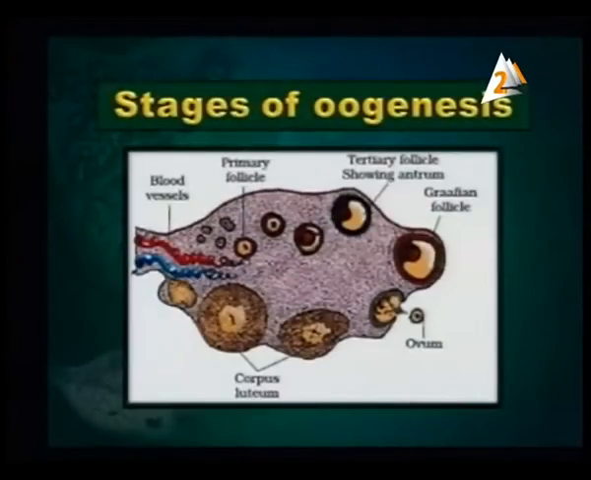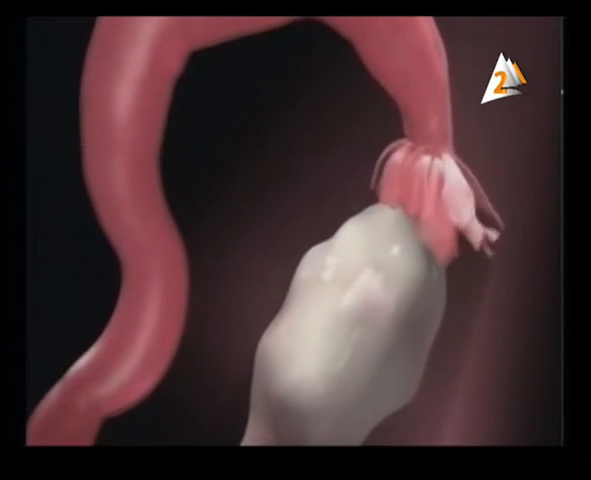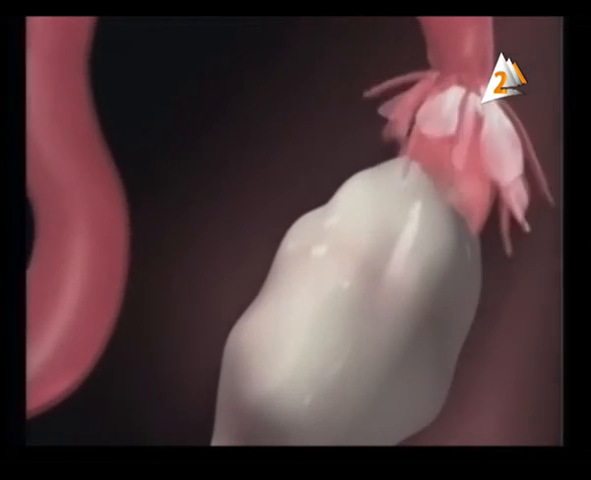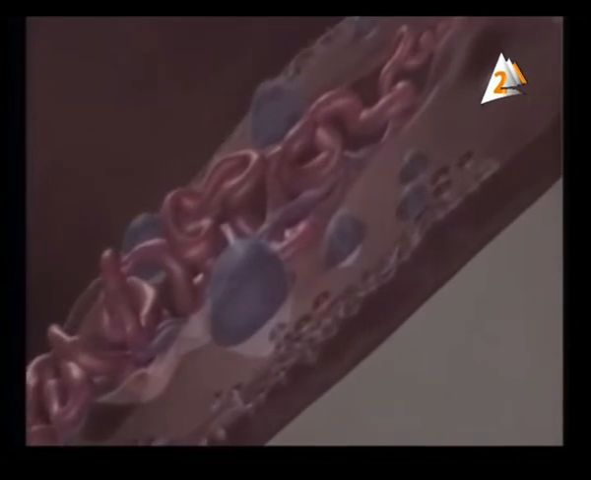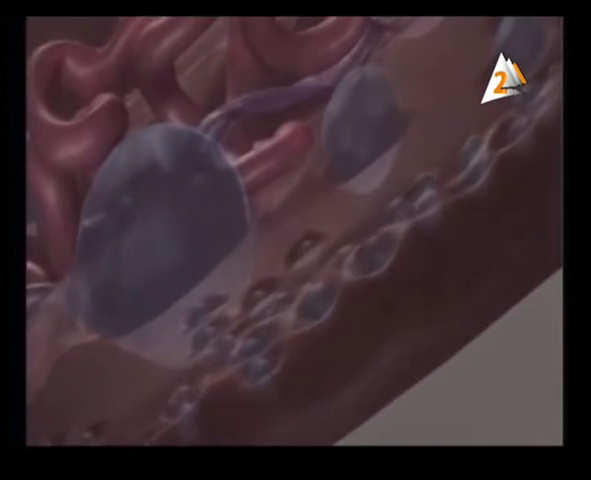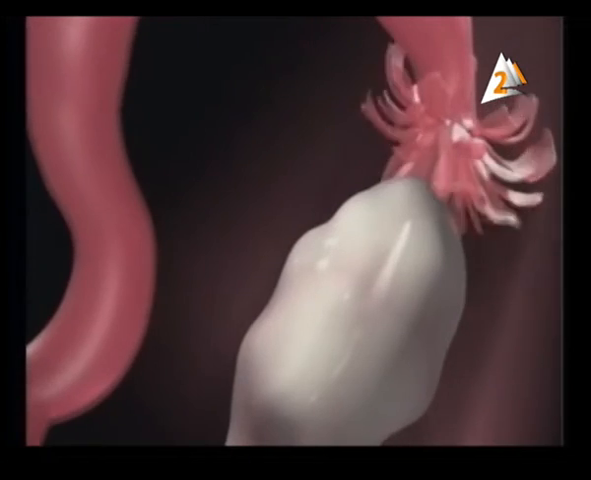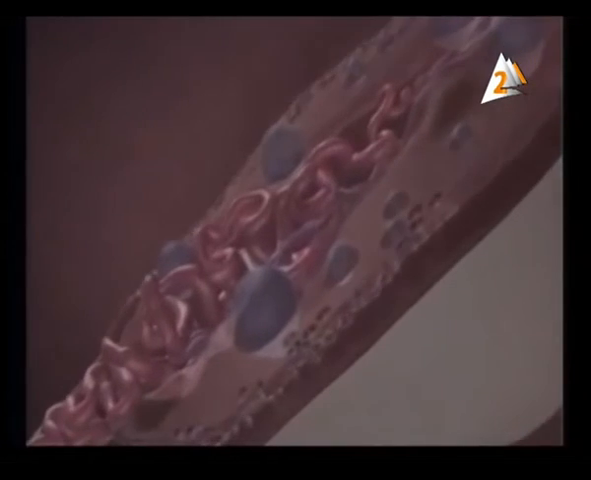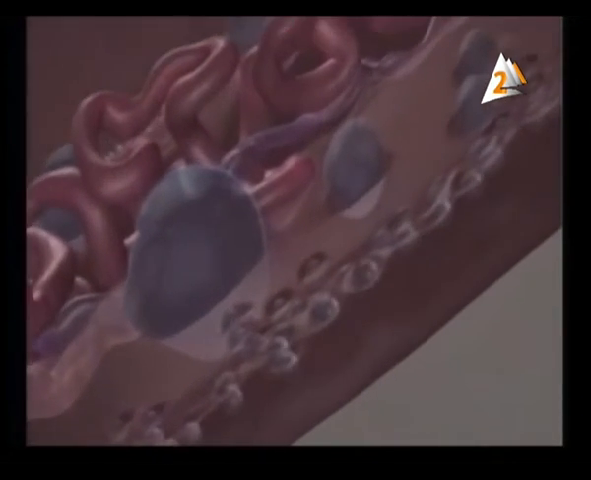The stages of oogenesis. If we ask ourselves how the ovum is formed and from what it comes: the process of oogenesis has 3 phases. The most important are the multiplication phase, the growth phase, and the maturation phase. Oogenesis is the formation of the ovum.